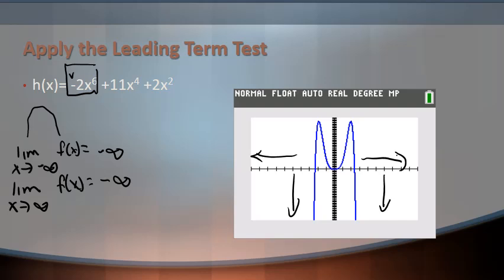Now, next up, we're going to continue to add to our analysis of this leading term, where we can identify how many possible real zeros the function may have and the number of turning points that we should expect in the graph of the function.